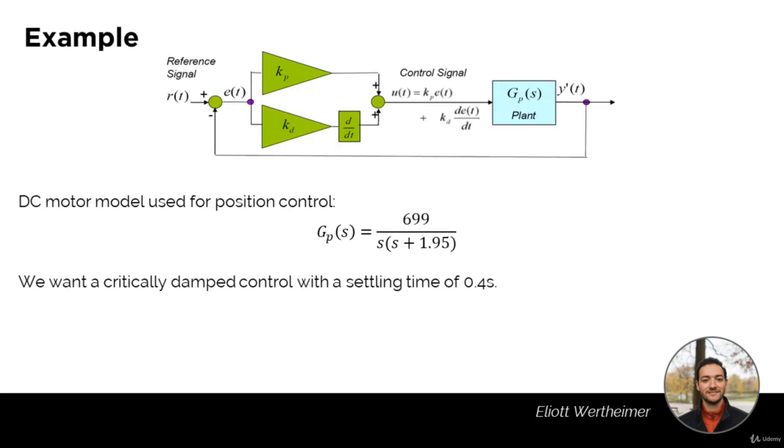As usual, let's look at an example to see how exactly we can apply PD control to control specific systems. So here we are going to look at the model of a DC motor used for position control.